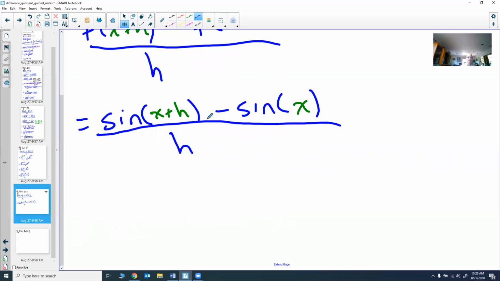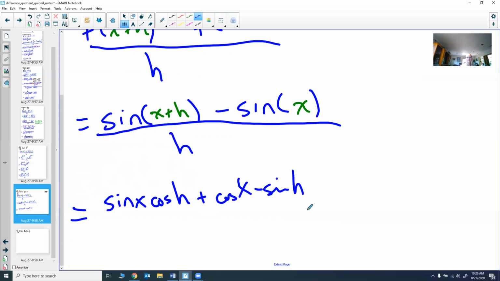All right, and then you go, wow, what do we do with this? This is where those trig identities that you probably didn't care too much about and didn't think were important actually are very important. The sine of a sum is the sine of the first times the cosine of the second, plus the cosine of the first times the sine of the second. So this becomes this, minus sine of x, all over h.